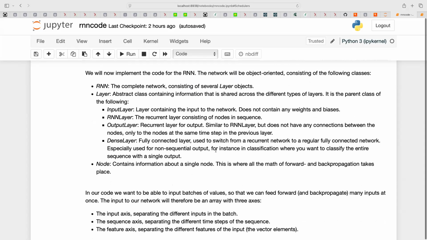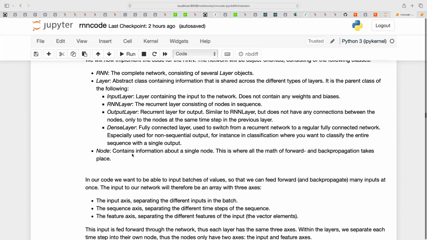For instance, when you are dealing with a classification, where you want to classify the entire sequence with a single output. So when we are coming back to this many to one, this is a functionality which you will find interesting.